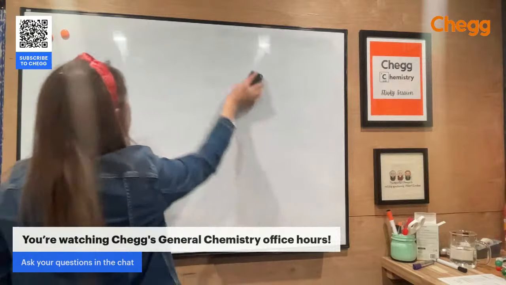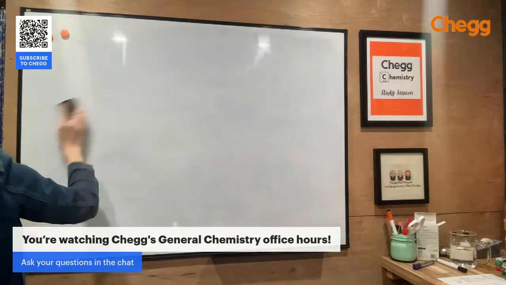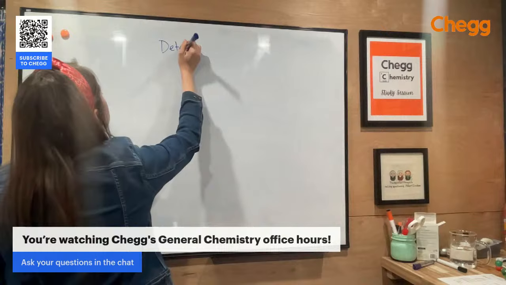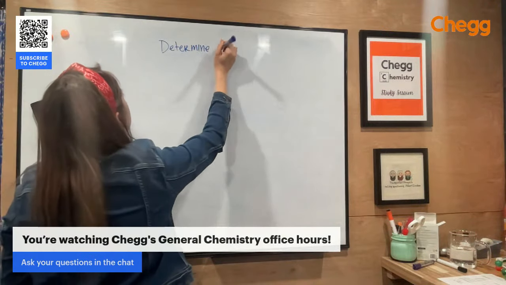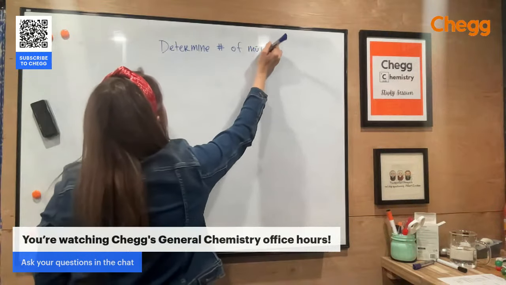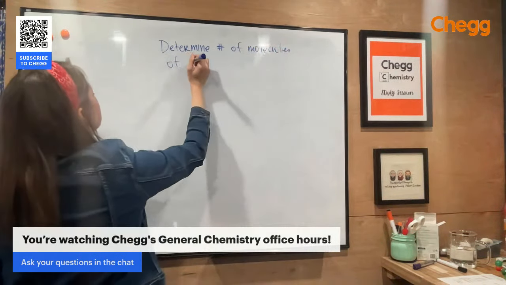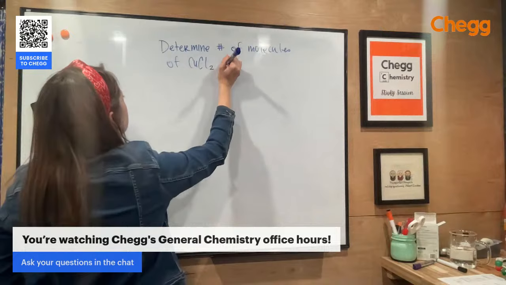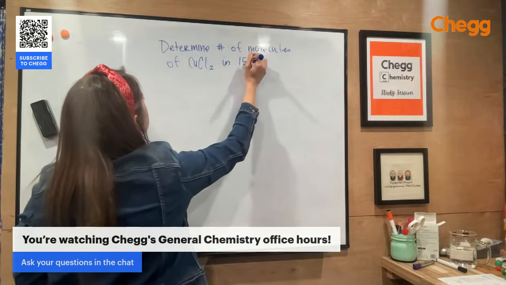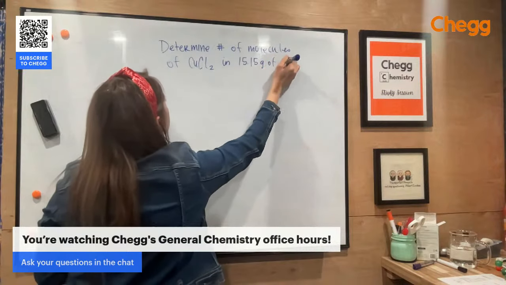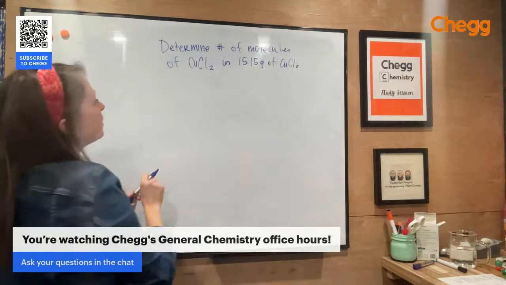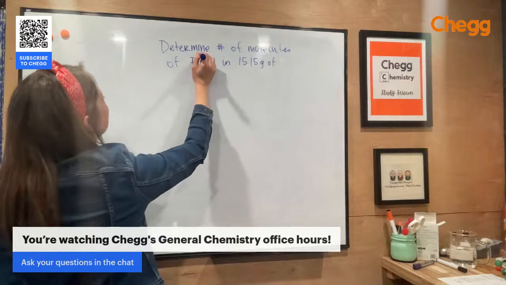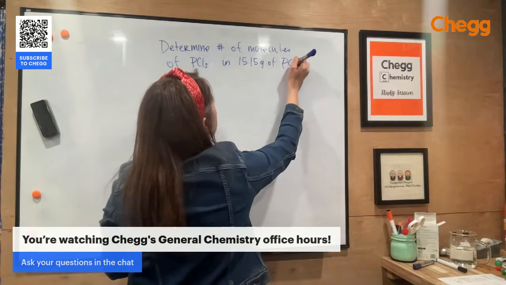Let's say I wanted to determine the number of molecules of copper 2 chloride in 15.15 grams. I should have made this a covalent compound, sorry. We're going to switch this up. We'll go with phosphorus pentachloride.